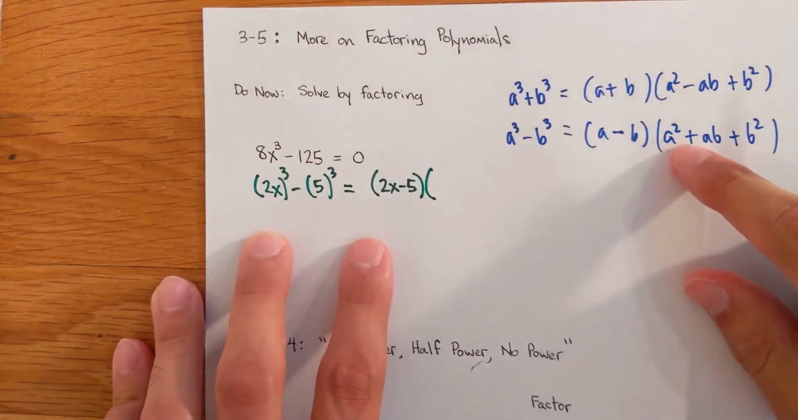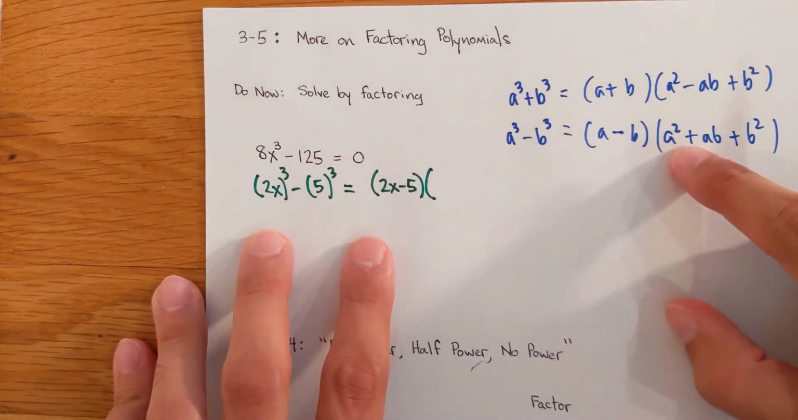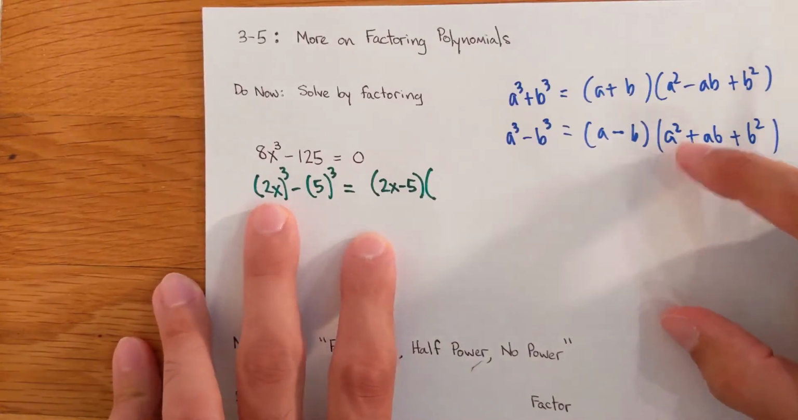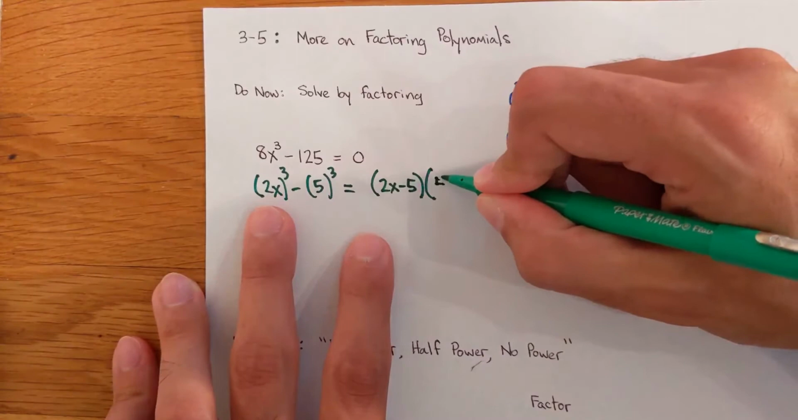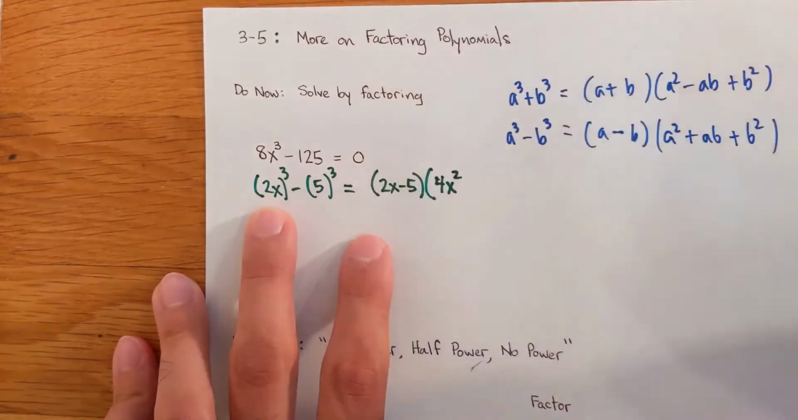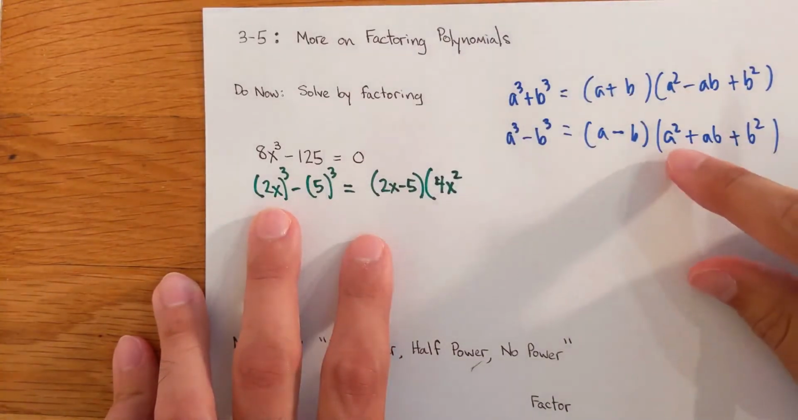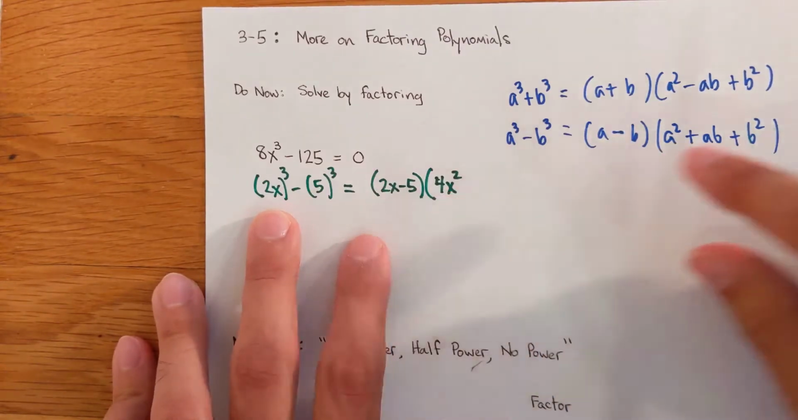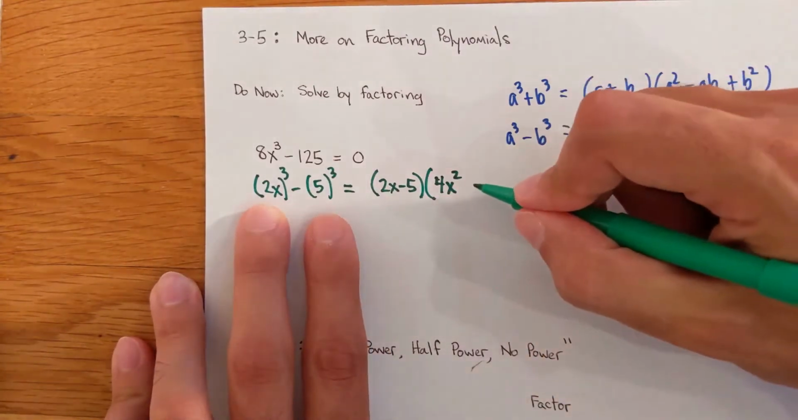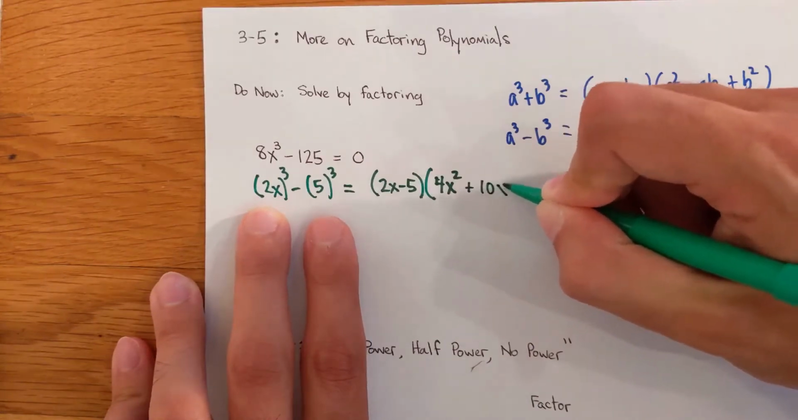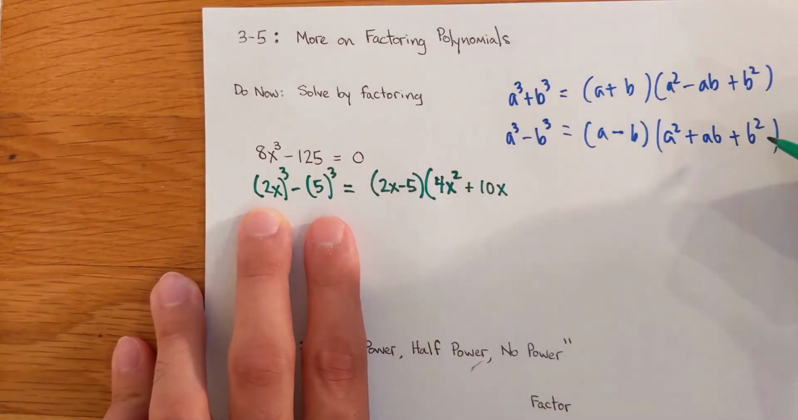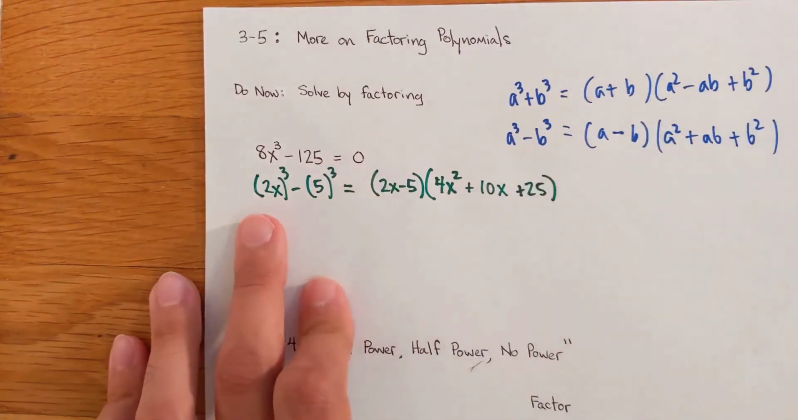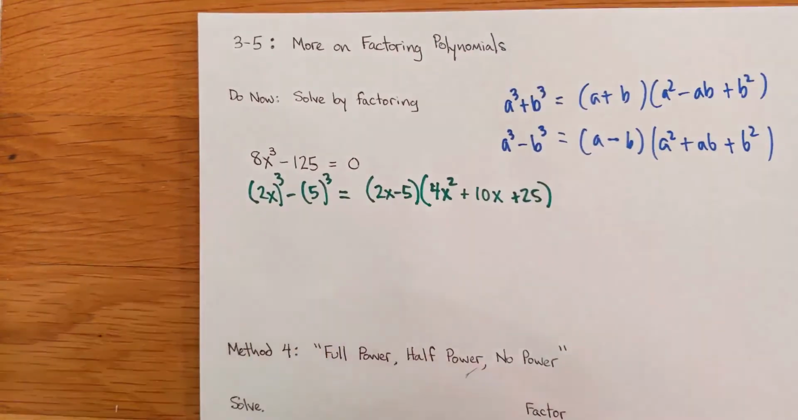The part kids always screw up is right here. A squared means 2x times 2x, which is a 4x squared. So I got myself a 4x squared for that first part, not a 2x squared. Then it goes plus AB. 2x times 5 is 10x. Plus b squared, 5 squared is 25. And then it would be time to actually solve this.